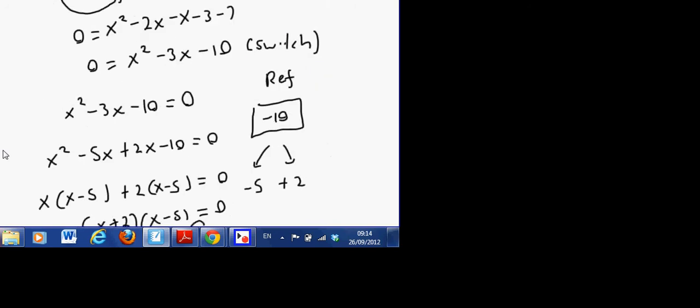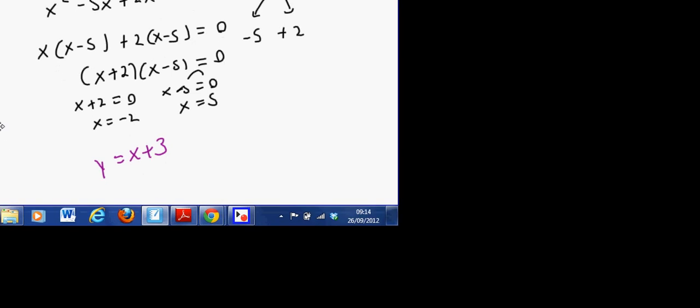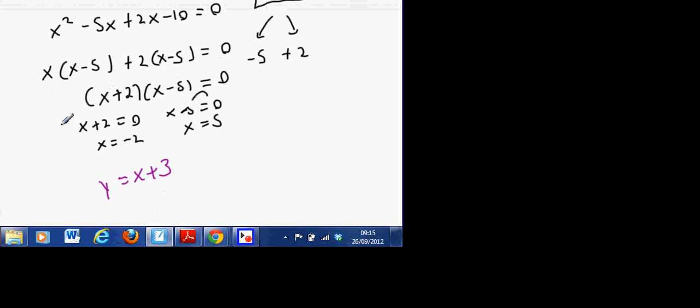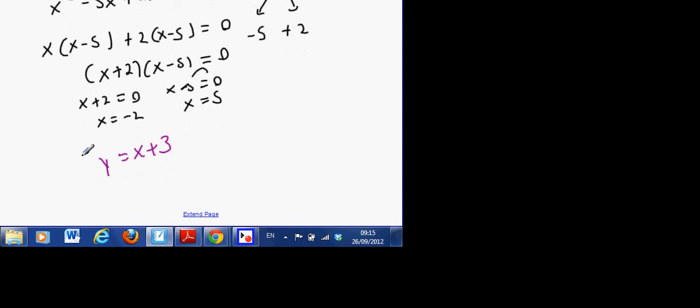So what we're going to get is y equals x plus 3. We'll insert the x value in and we'll see what comes up. So the x value is minus 2. So y equals minus 2 plus 3, therefore y equals 1. One answer is minus 2 and 1. When x is minus 2, y equals 1.